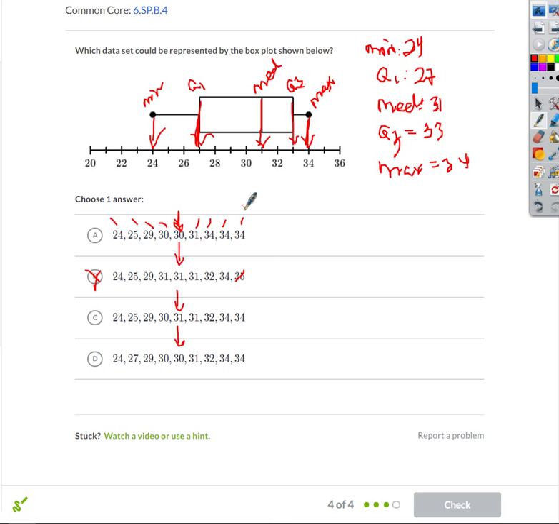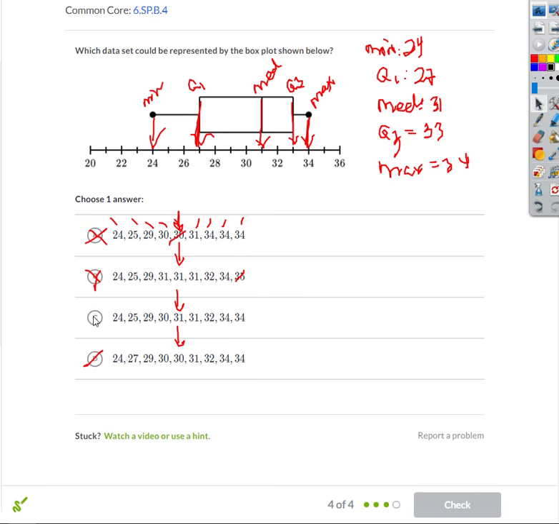So the median is supposed to be 31. Well, this does not have a median of 31, it has a median of 30. So that's wrong. This one does not have a median of 31, it has a median of 30. So that's wrong. So the only answer is actually C.